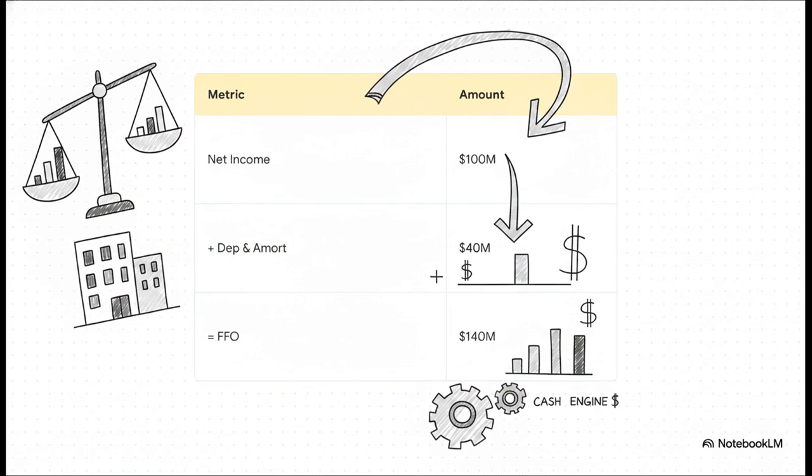Let's actually run the numbers to see how this looks on a balance sheet. Say a REIT reports $100 million in net income and $40 million in real estate depreciation and amortization. Boom, your true FFO is $140 million. That's the actual cash engine of the business right there. And here's why this is an absolute game changer. If that REIT's market cap is $2.8 billion, you divide that by your $140 million FFO, and you find it trades at a multiple of 20 times FFO. That is the golden figure you use instead of a standard PE ratio.